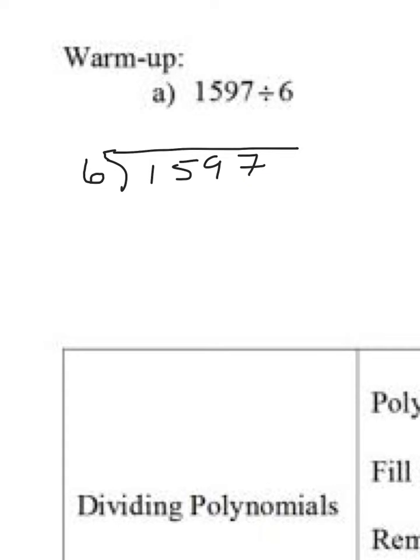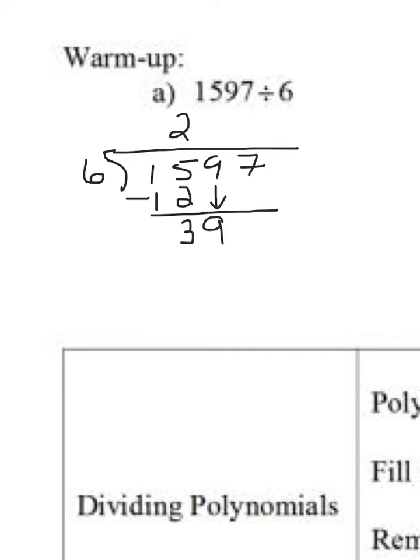So we need to decide how many times 6 will divide into 15. Well, 6 will divide into 15 twice. So I'm going to put a 2 above the 5 in my 15. Now I'm going to multiply the 2 times 6. That's going to give me 12. And then I'm going to subtract. When I subtract 12 from 15, I get a 3. And now I drop down the next number that I have in my dividend. I just drop it down.